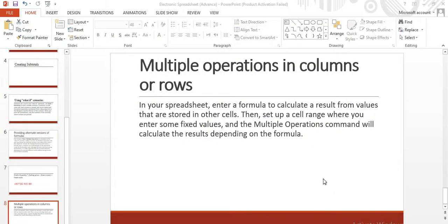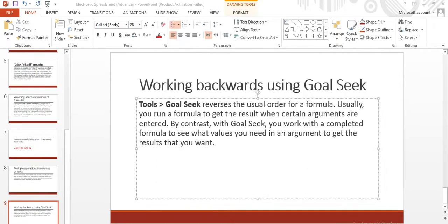This is how you use multiple operations in rows and columns, by using the row input and column input in multiple operations. The next slide is on goal seek. What is goal seek?